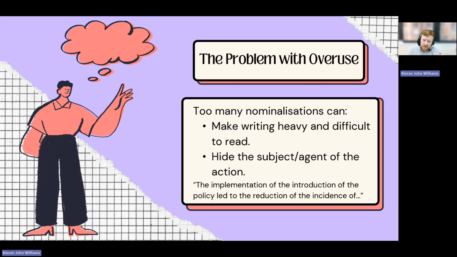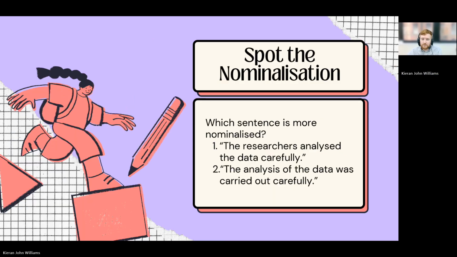So here's an example. The implementation of the introduction of the policy led to the reduction of the incident. When you read it aloud, it sounds very clunky and overloaded with nouns. So this is what happens if we nominalize too much. The lesson here then is that nominalization is a powerful tool, but it needs to be used in balance with other structures to keep writing clear.